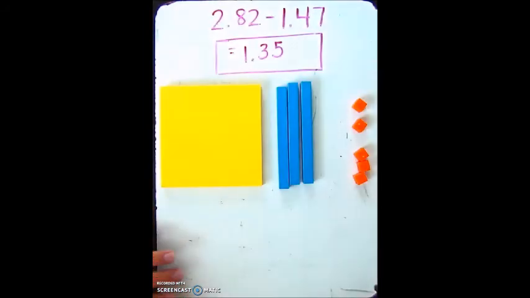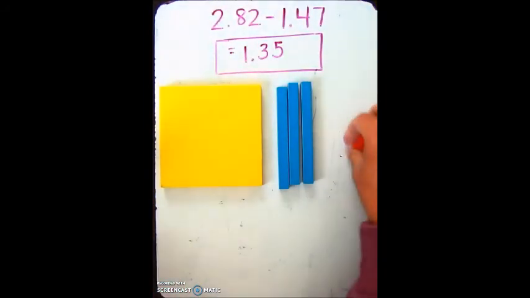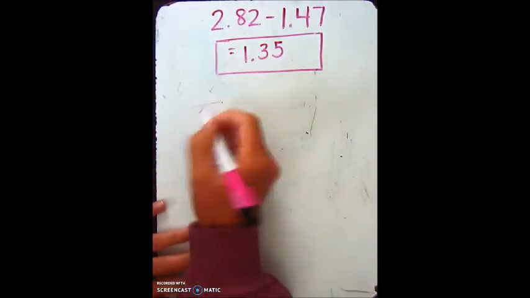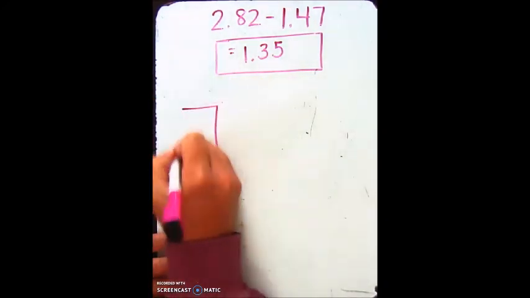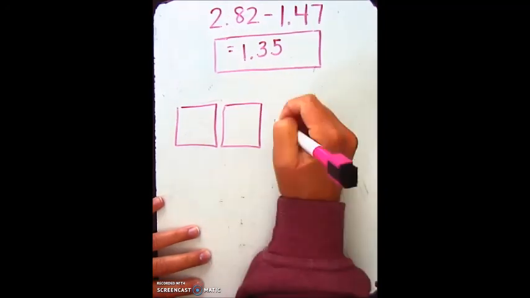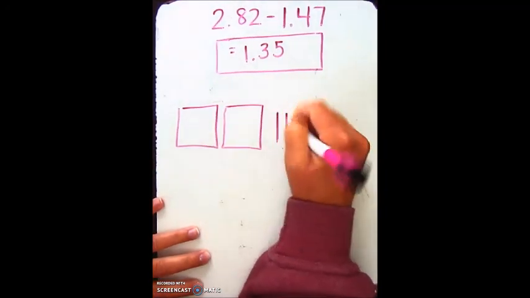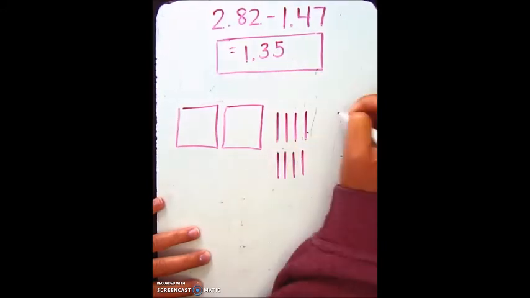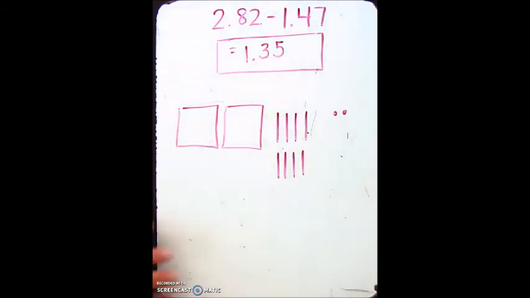Now, if you're asked to draw a picture of that, we can model it just like we would with the blocks. So again, you'll start by drawing 2 flats. You'll draw 8 tenths rods. 1, 2, 3, 4, 5, 6, 7, 8, and 2 hundredths cubes.